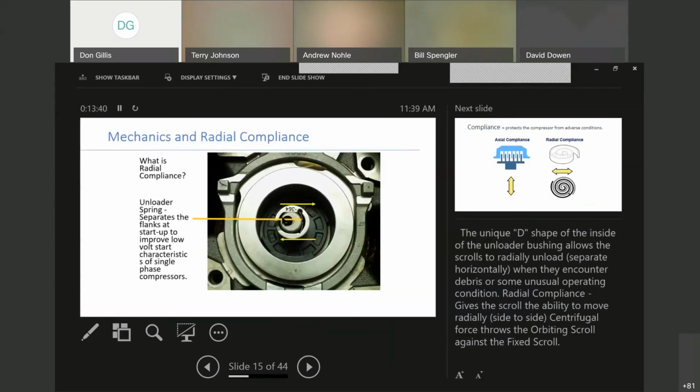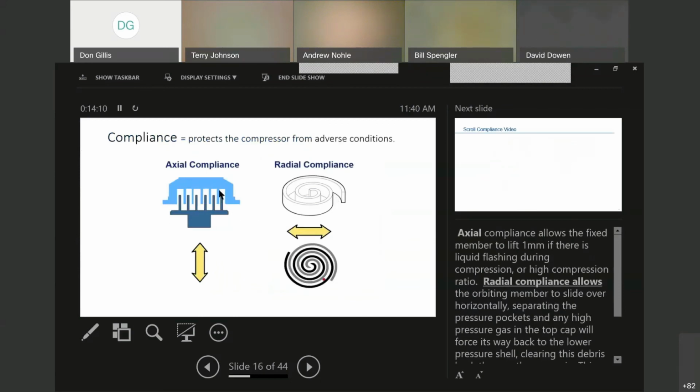Okay, they're talking about here this D shape inside the unloader bushing allows the scroll to radially unload. It separates horizontally when they encounter debris or some unusual operating condition. Radial compliance simply gives the scroll the ability to move radially, side to side. Centrifugal force throws the orbiting scroll against the fixed scroll, as we talked about earlier. So remember, the radial compliance is the side-to-side, and the axial compliance is our vertical.